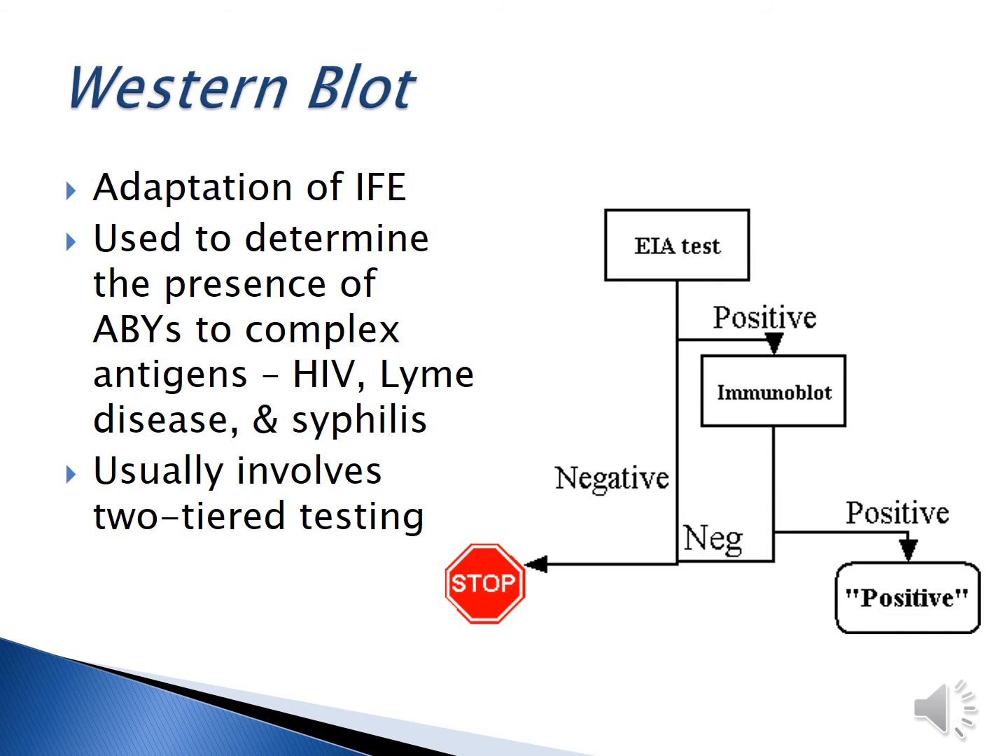The Western blot actually helps determine the presence of antibodies to complex antigens such as HIV, Lyme disease, and syphilis in some cases. Usually it will have a two-tiered testing involved. We'll have an EIA test and then an immunoblot, which is the Western blot. And if both of those are positive, then it is a confirmed positive.